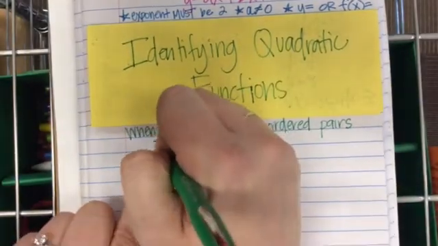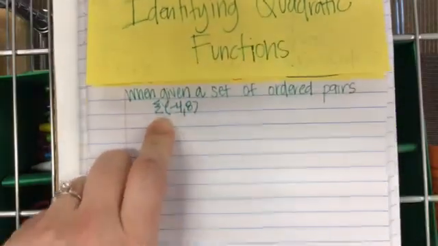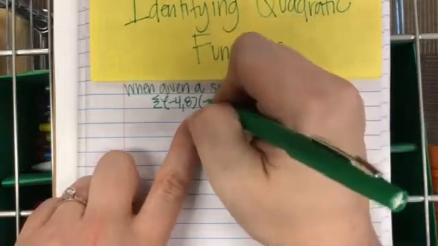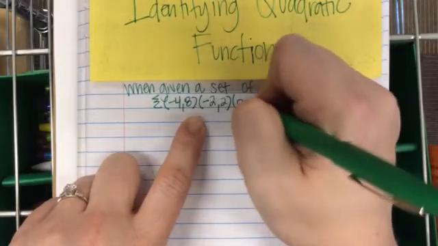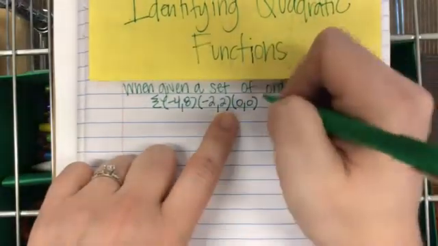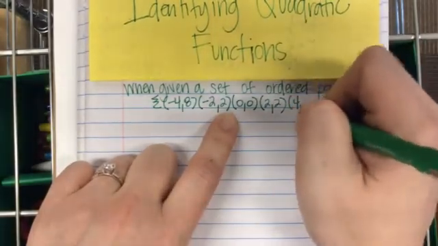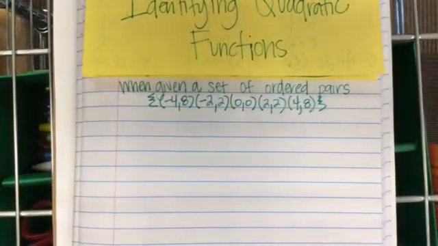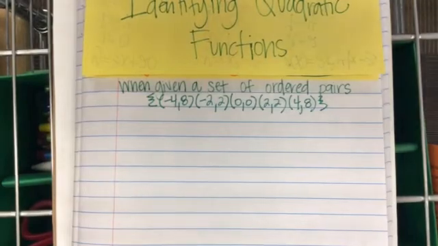For example, here's a set of ordered pairs: -4, 8; -2, 2; 0, 0; 2, 2; and 4, 8. And remember, we know that they belong together. They go together because they've got those squiggly brackets on the ends, right? Which tells us they have some type of relationship. I just want to know, is that relationship that they have quadratic?